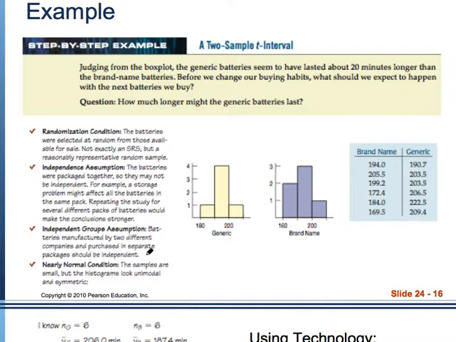Okay, independent groups assumption. The batteries are manufactured by 2 different companies and they're purchased in separate packages, so that is all good, and that shows that they're independent. And the nearly normal condition, we look at the 2 histograms, and they're not too bad. The samples are small. The histograms look unimodal, which means they have one mode, and they are symmetric. So they look pretty similar to each other.